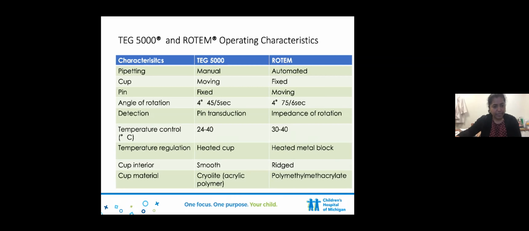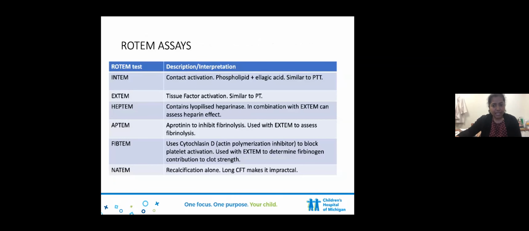and the interpretations are very similar. So the global assays can be done without the use of any activators, but that means the results are more delayed. And in some situations, that's not very practical. And so several activators have been utilized to stimulate activation, just like we do in our PT and PTT assays.